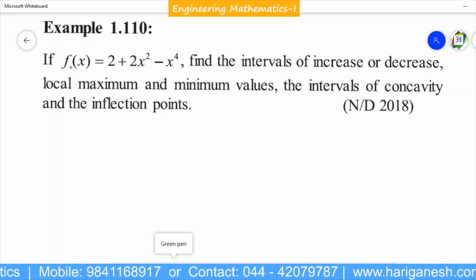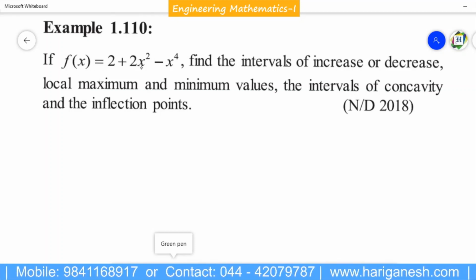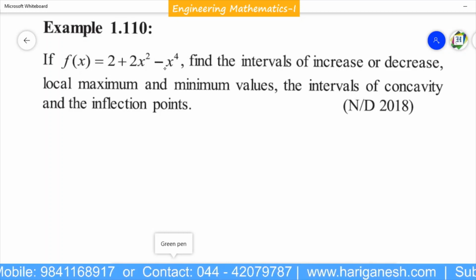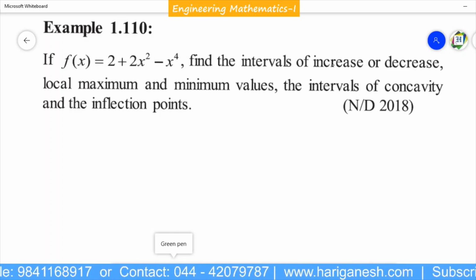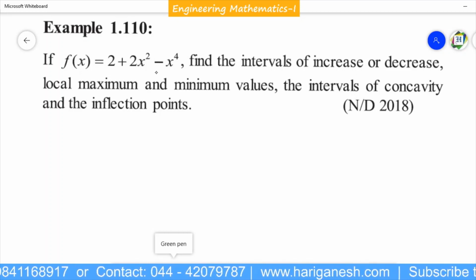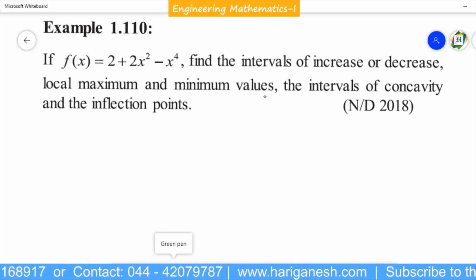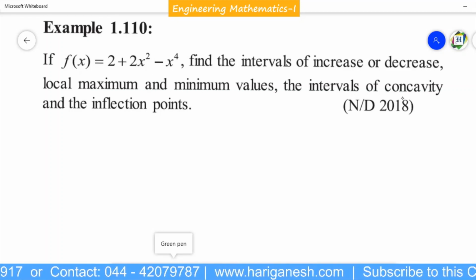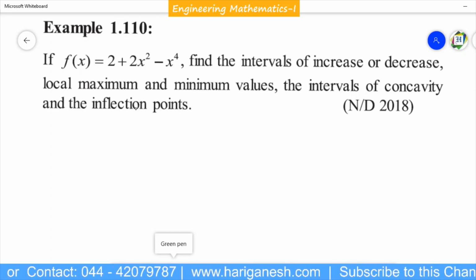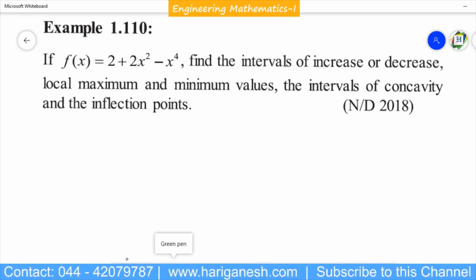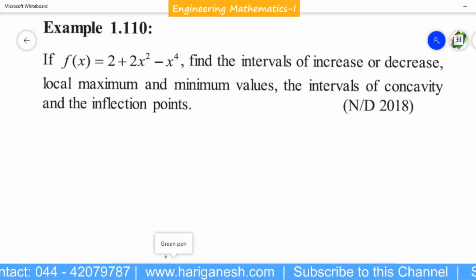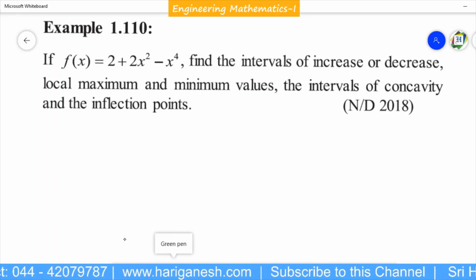The question is, if f of x is equal to 2 plus 2x square minus x power 4, find the intervals of increase or decrease, local maximum and minimum values, the intervals of concavity and the points of inflection. Point of inflection we have to find. Okay, now, first one.